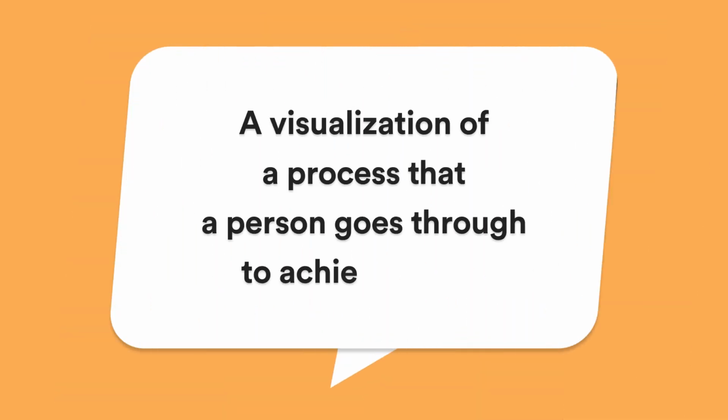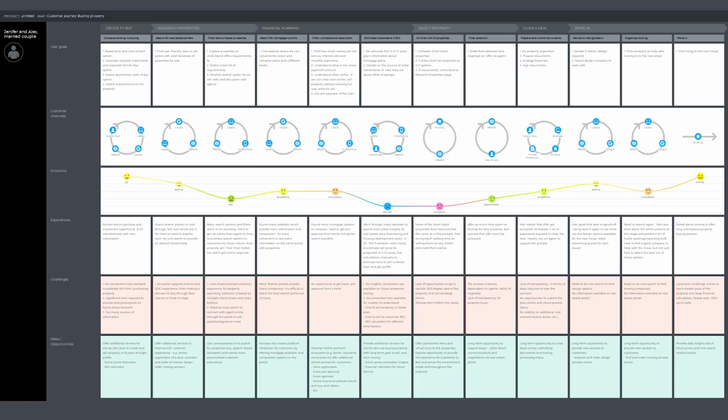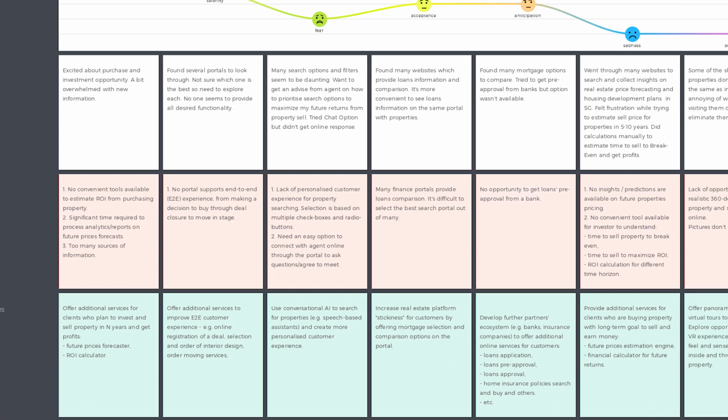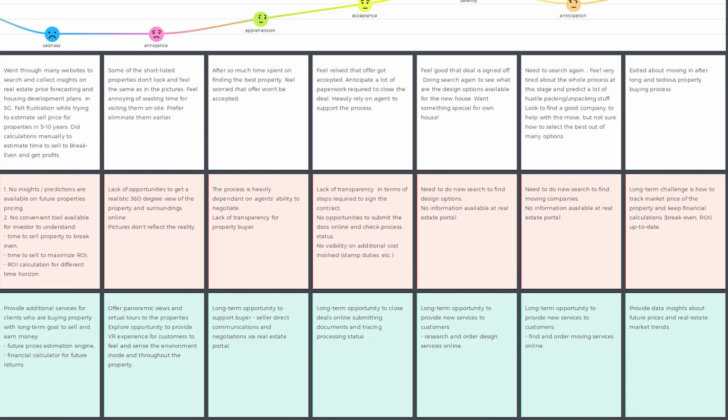Next is user journey mapping. This is a widespread research technique that implies a visualization of a process that a person goes through to achieve a goal. Let's come back to my previous example with the real estate industry in Singapore. Imagine that you are a product manager of a real estate portal and you want to find some new opportunities to make a difference for potential renters and home buyers. By creating a journey map for the property selection process, you can discover challenges users have in the process and subsequently come up with product improvement ideas.